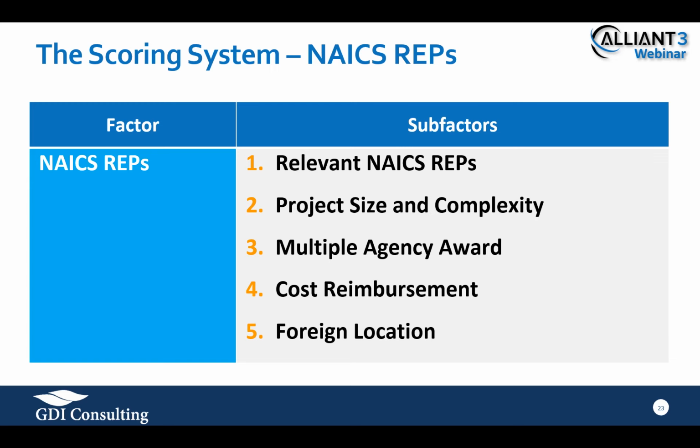Now, before going to detail of each of these 5 sub-factors, as I mentioned, you can provide 7 contracts to get the maximum score for the NAICS reps. Not more than 7, but each of those 7 contracts that you bring to the table must have some requirements towards them. So let's discuss that before we go into each of these sub-factors first.